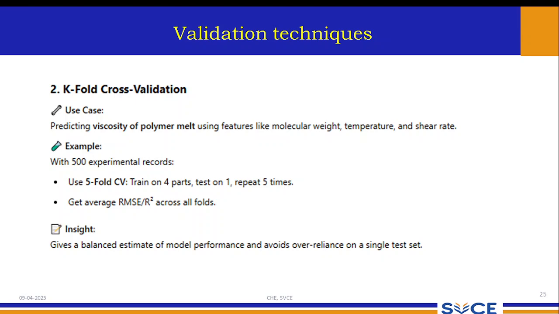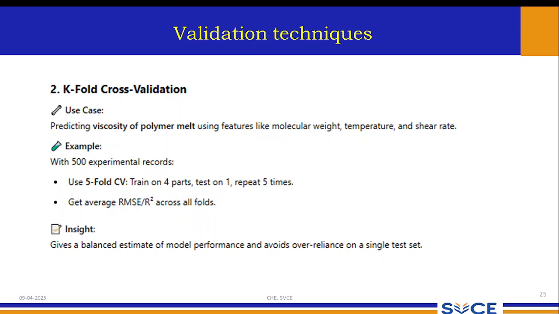Now the k-fold cross validation. In this case, we predict the viscosity of a polymer melt using features like molecular weight, temperature, and shear rate. In the example, 500 experimental records use five-fold cross validation: train on 4 parts, test on one, and repeat 5 times. So we have 500 experimental records divided into 5 parts of 100 each. Train on 4 parts and test on 1 part.